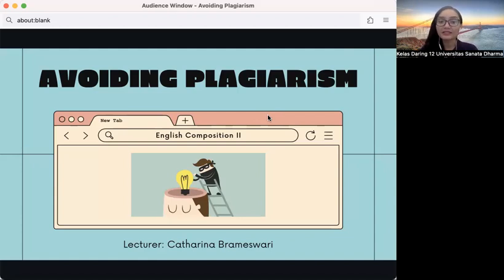At the end of this meeting, you are expected to be able to differentiate between facts and opinion. Number two is to identify various types of plagiarism. Number three is to use sources, which can be from newspapers or journals, to avoid plagiarism. And the last one is to summarize and paraphrase texts to avoid plagiarism.